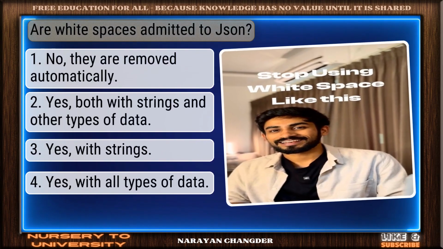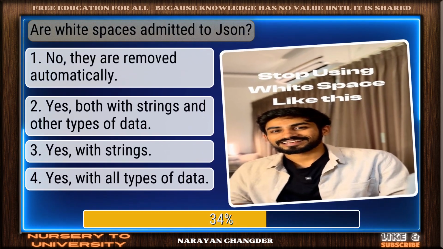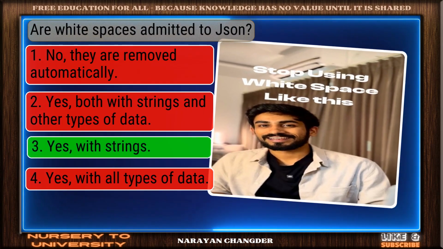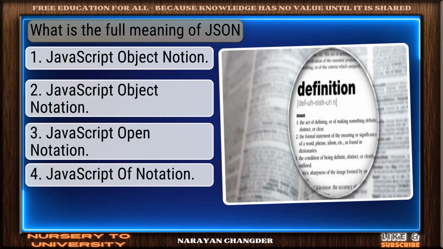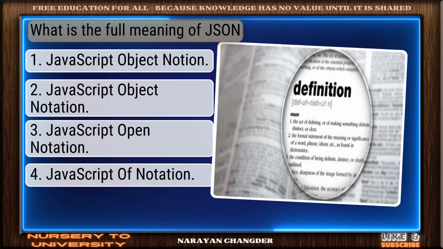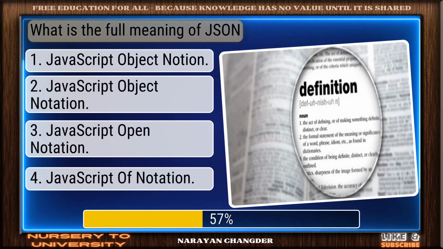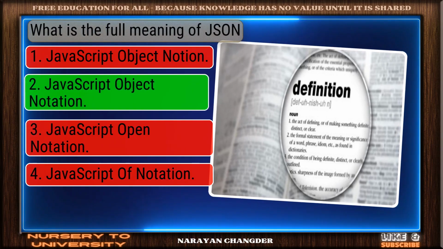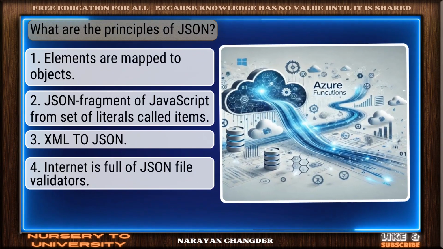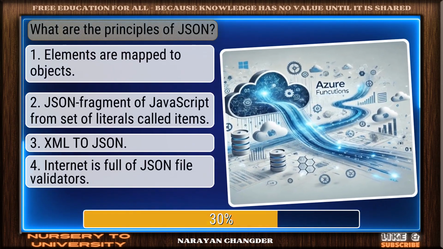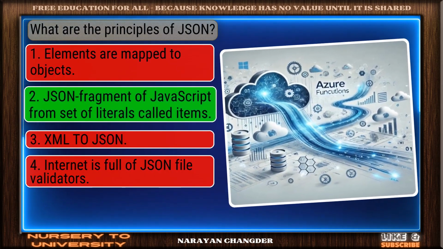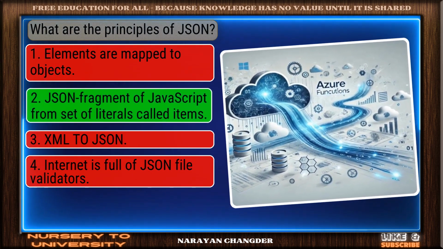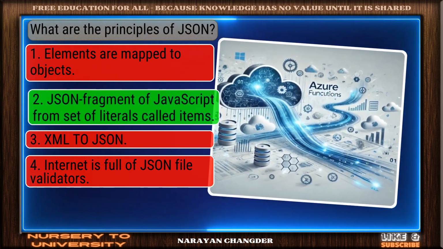Question number 61. Are white spaces admitted in JSON? Smart move. Yes, within strings is an accurate answer. Question number 62. What is the full meaning of JSON? Correct. JavaScript Object Notation is the right answer. Question number 63. What are the principles of JSON? Well done. JSON, a fragment of JavaScript, from a set of literals called items is the right choice.